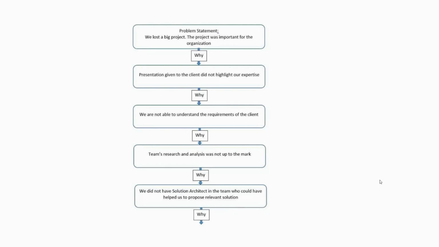The reason is we did not have a solution architect who could help us to propose an interesting solution to the client. So there can be more whys. Okay, that's why I left it with the why. Okay, you can find out more reasons, right? But the most critical one is that we did not have a solution architect.